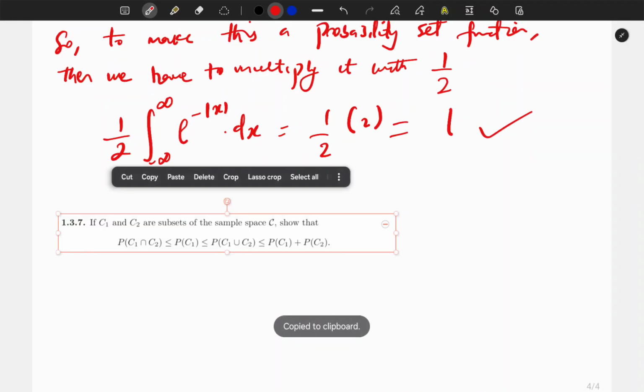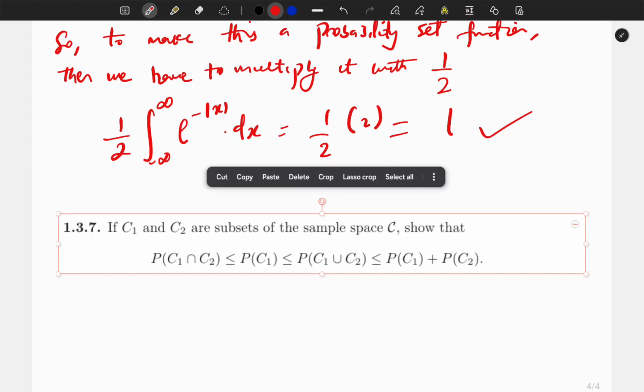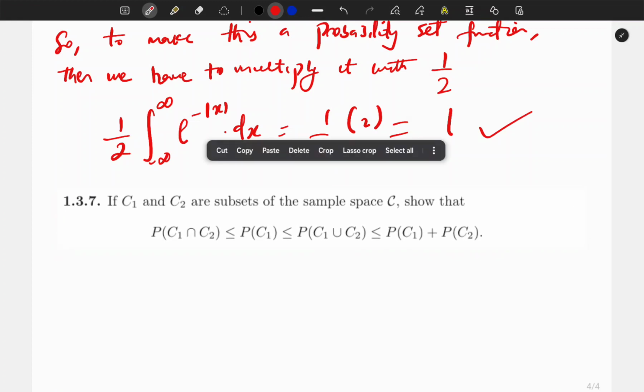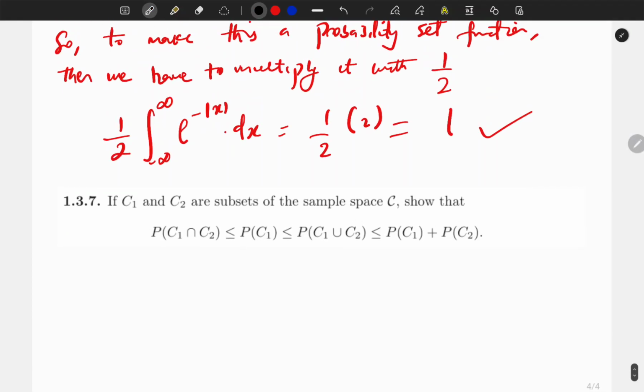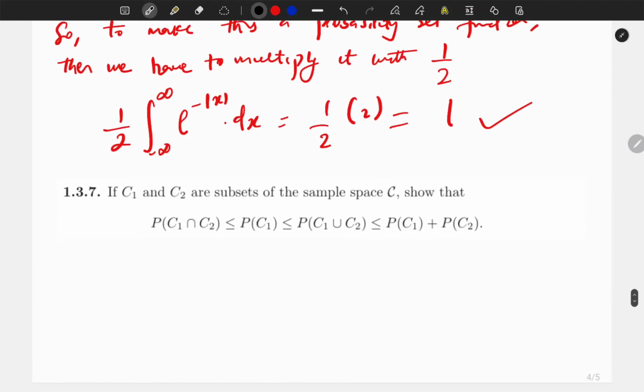So let's see what we have. Question number 7: if C1 and C2 are subsets of the sample space, we have to show that the probability of the intersection of C1 and C2 is less than or equal to the probability of C1, which is less than or equal to the probability of the union. Let's pick this inequality one after the other. So let's pick the first part.